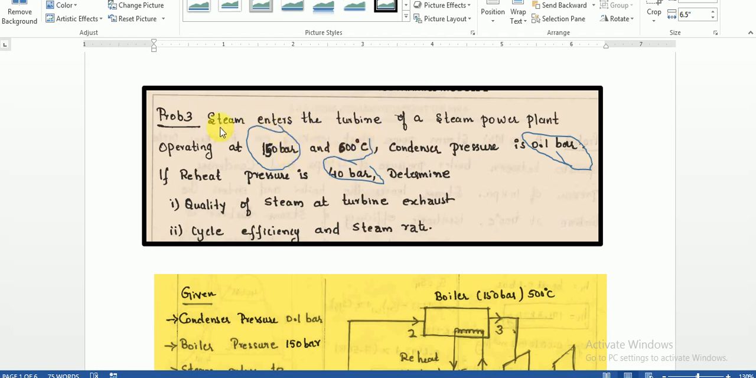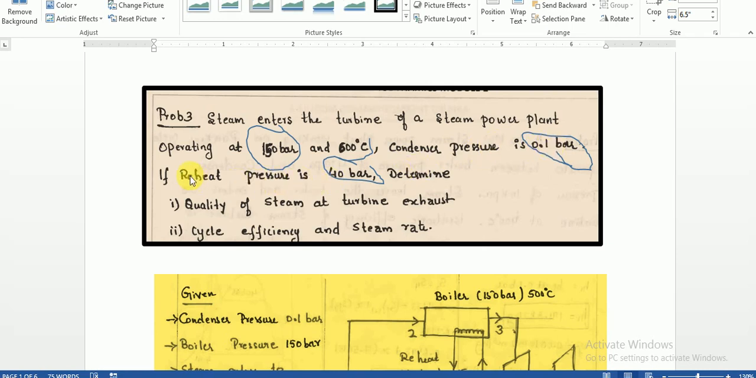Here if you read the question, the steam enters the turbine. So where is the steam entering from? It is entering from the boiler. If the steam is entering from the boiler, obviously it is the boiler pressure. So that is how we have to analyze the problem. And the condenser pressure is 0.1 bar. So it is very clear P2 is 0.1 bar. It is the pressure inside the condenser.